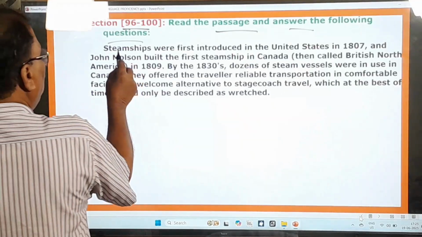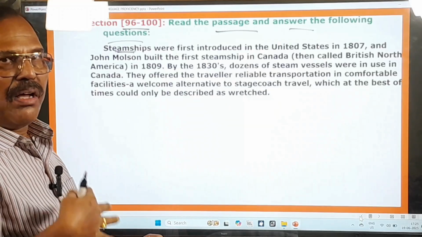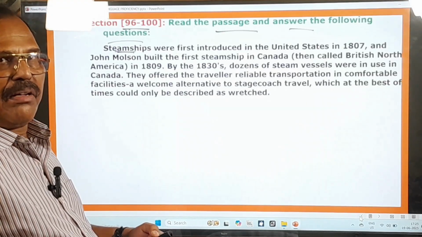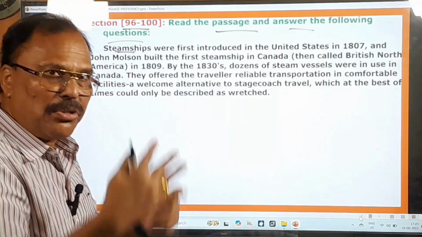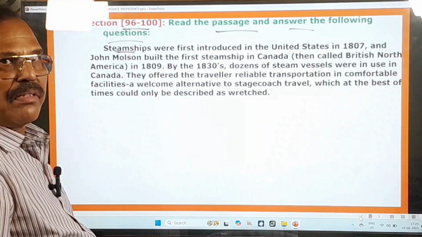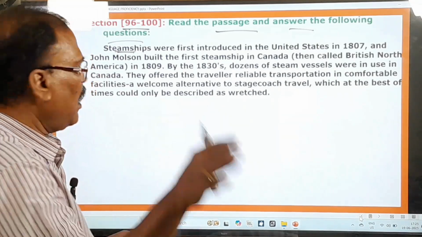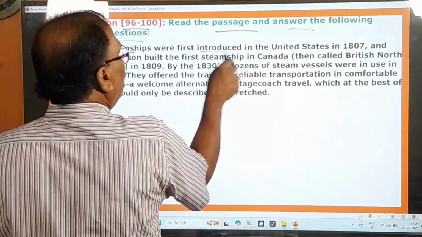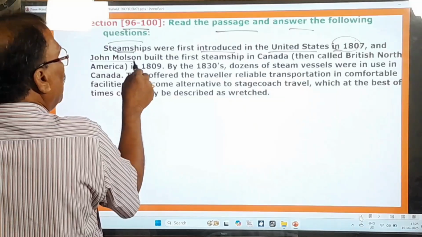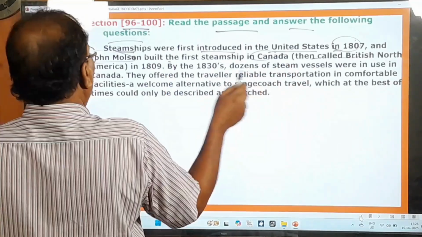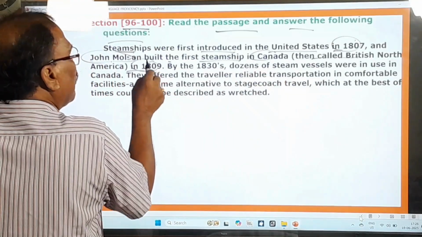Right. Steamships, ship you know very well. But nowadays, diesel or petrol ships are being made use of. But in those days, a few years ago, there used to be steamships, steam engine ships, used to ply on the seas and oceans. So steamships were first introduced in the United States in 1807, and John Molson built the first steamship in Canada in 1809. Remember this year.